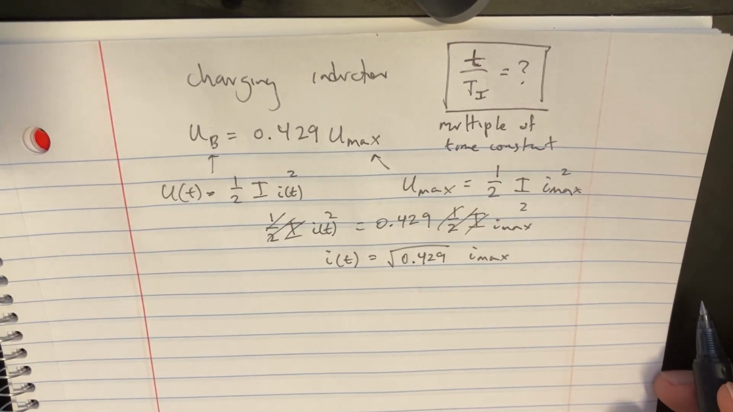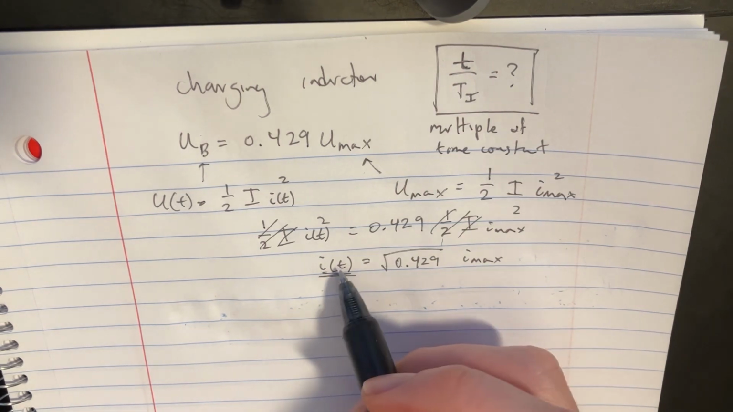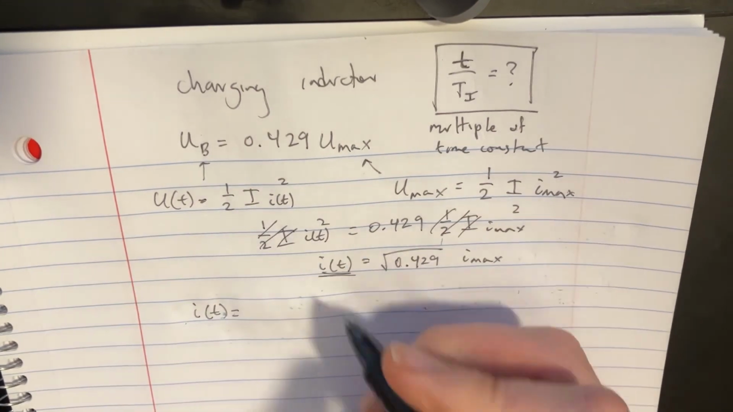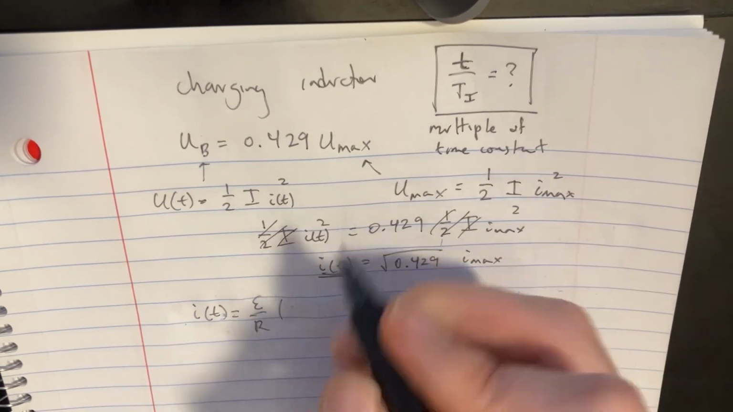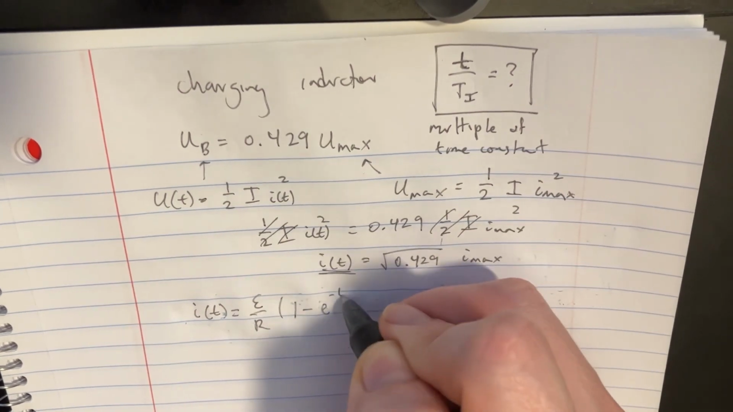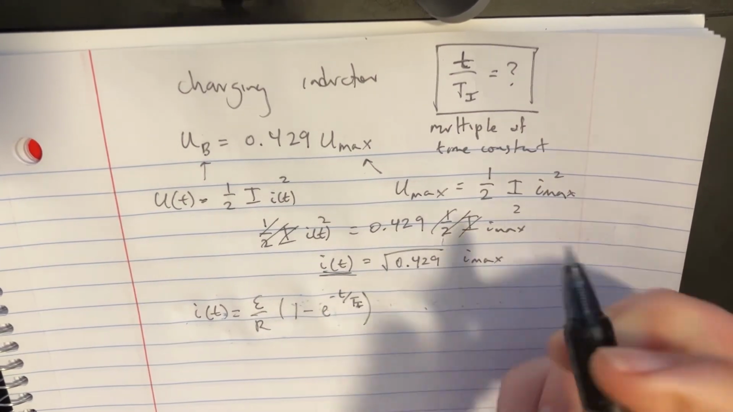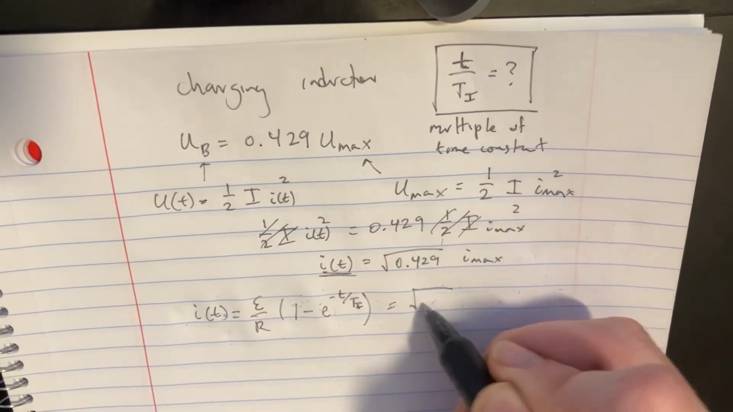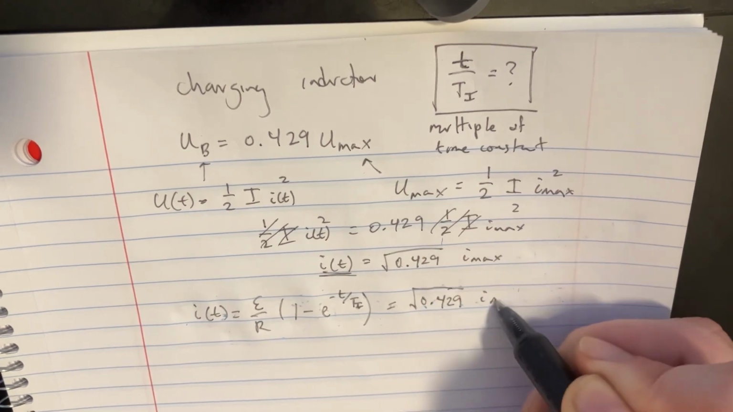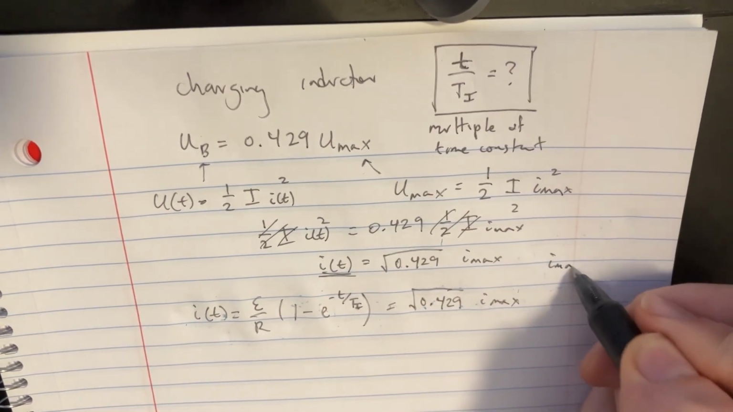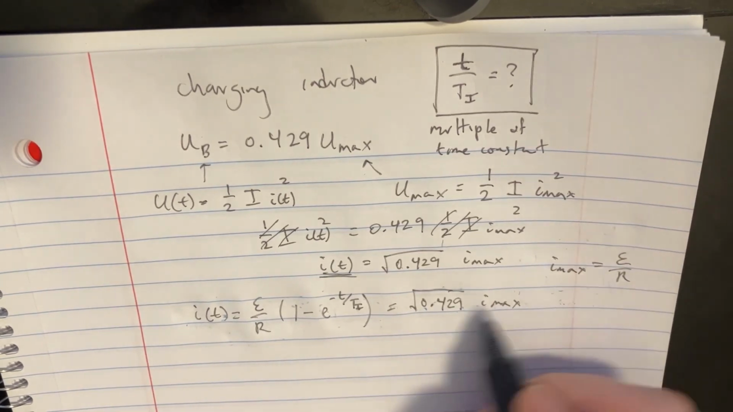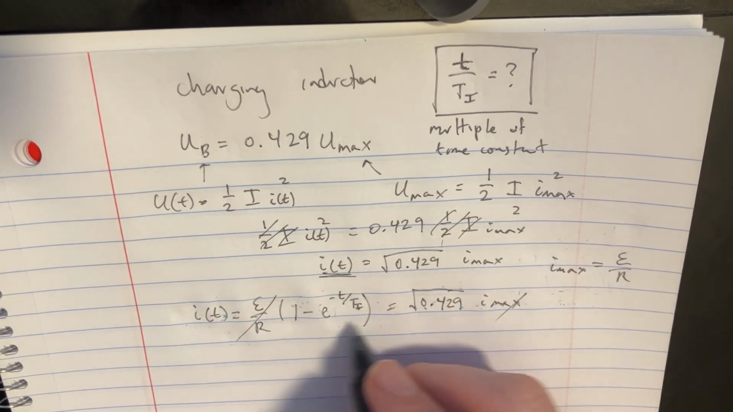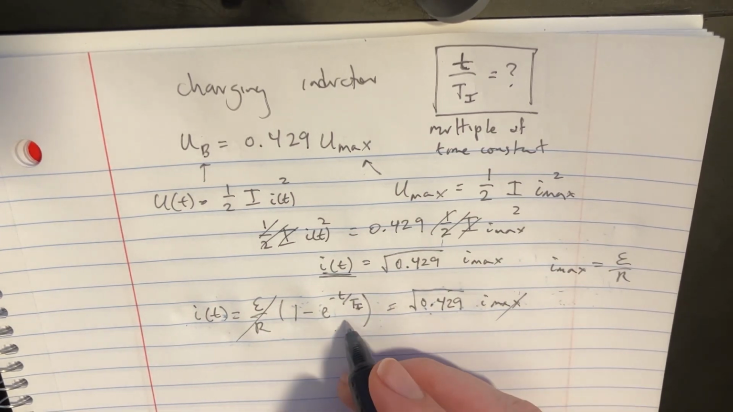And that's great. Now let's look for the equation of I as a function of t in the charging inductor. We would use I of t equal to epsilon over R, and then we could say 1 minus e to the negative t over tau, and we are getting close. We want that stuff to be set equal to the square root of 0.429 I max, and we're also going to remember that I max is supposed to be epsilon over R. So these things will cancel from both sides, and you're going to be left with this equals that.